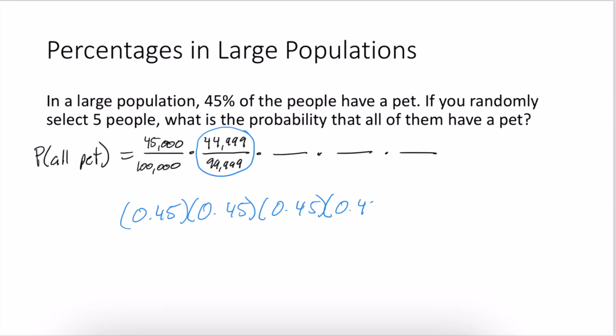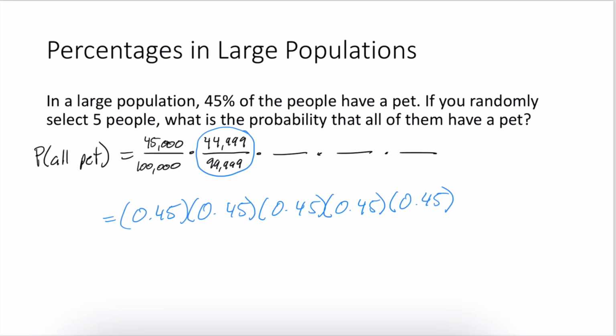Because yes, the decimals will be slightly different, but you're also not given enough information to be able to figure out how different they are. And in a large population, the differences will be so small in terms of the actual probabilities that it won't make a difference in your ultimate answer. So in this case, the probability that all 5 people have a pet would be 0.45 times itself 5 times.